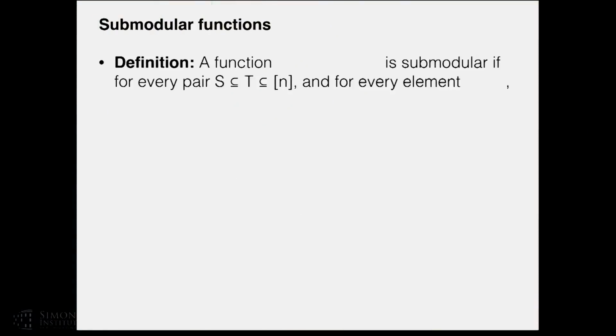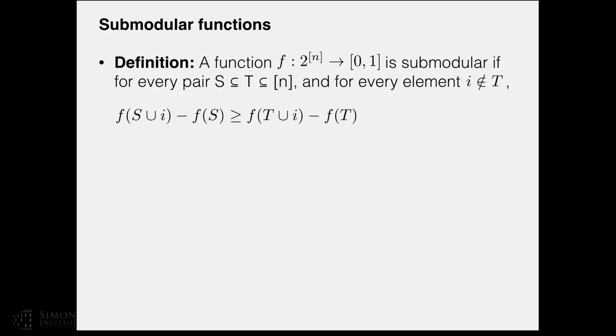Let me start by defining submodular functions. A set function is called submodular if for every pair S and T, when you add an element to both the sets, then the increase would be greater when you add it to the smaller set. This property is called the property of diminishing returns. And here the input, instead of as sets, could also be viewed as binary strings of size n. So the functions would be from the hypercube to the real set 0 to 1.